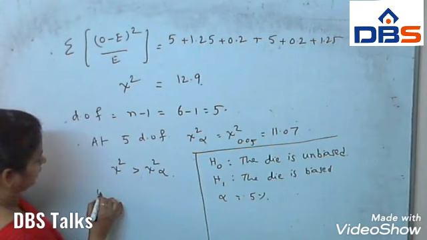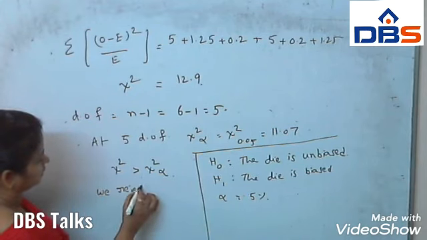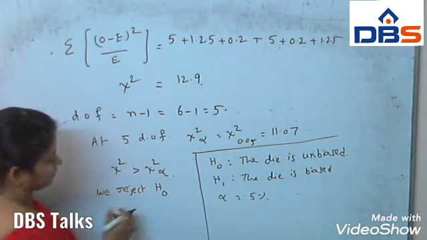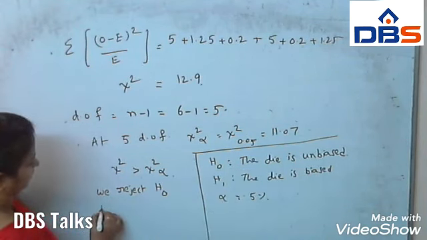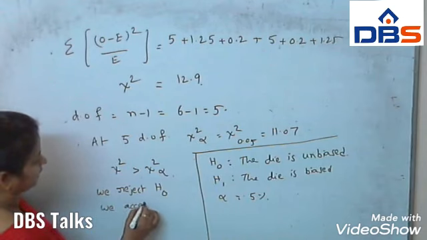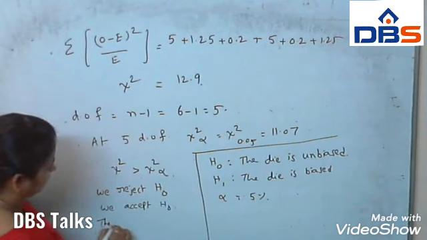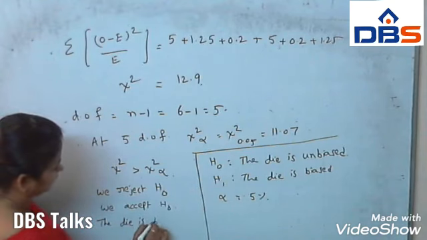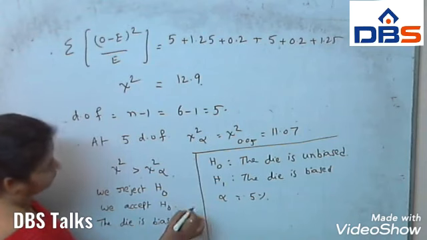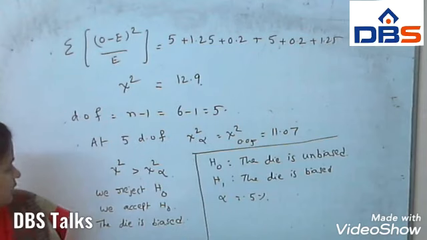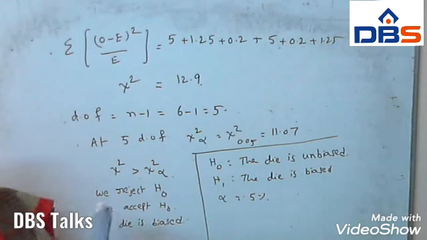Now chi square is greater than chi square alpha, so we reject H naught. That means we are rejecting that the die is unbiased. We accept H1, that means we are accepting that the die is biased. So the die is not a fair die. Using this information, we can say that the die is not fair. So this is one example for the chi square test.